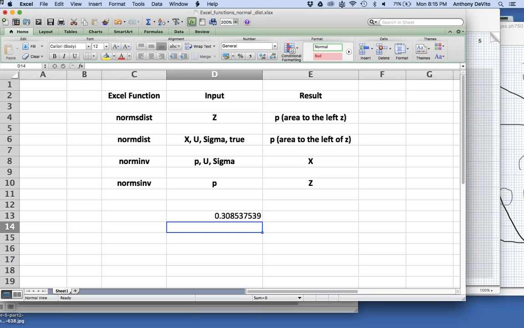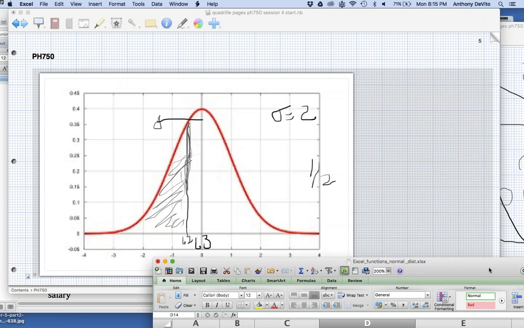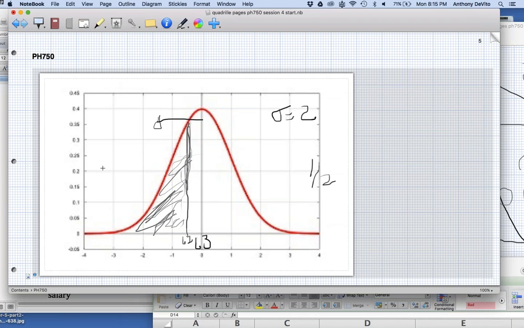So what does that mean? That means Excel has just told us that the area to the left of 62 for this particular distribution is 30.8%, or 0.308 if we're going to put it down as a probability.